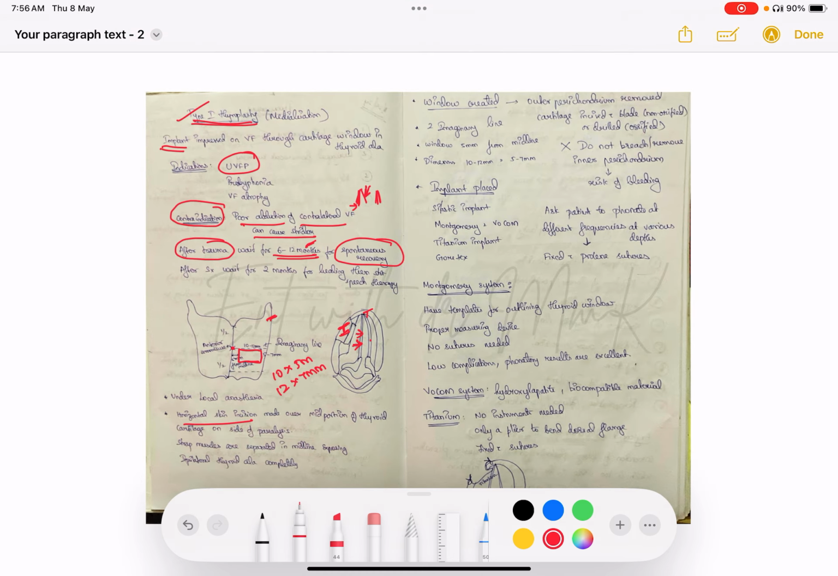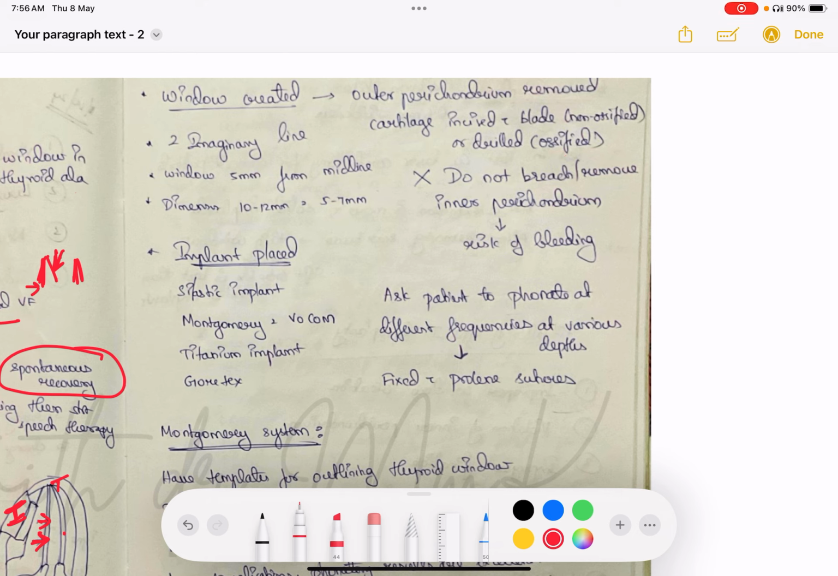Okay, so one important step is we should not breach the inner perichondrium of the thyroid cartilage. Any cartilage will have an outer perichondrium. This is the cartilage, inner perichondrium. So while creating a window, we will remove only these two and we will not touch the inner perichondrium. Why? Because inner perichondrium is rich in blood supply, so there will be a chance of high bleeding, and also this implant may fall inside the larynx once you breach the inner perichondrium. So to avoid that, never touch the inner perichondrium.